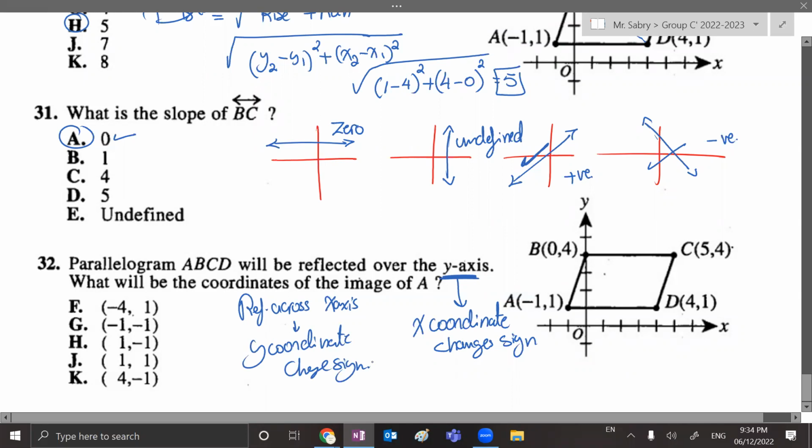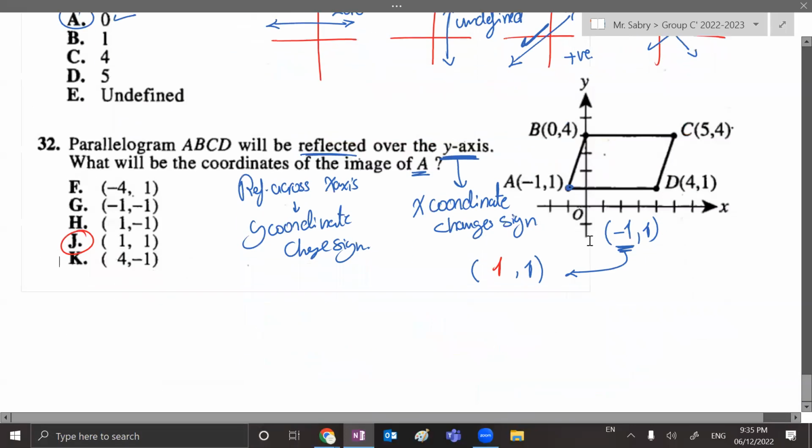So it goes the opposite way. When it says I will reflect across the y axis, what happens to point A? I see where point A is, it's negative 1 and 1, and I change the x coordinate sign. Instead of negative 1 it will become positive 1. So the new point will become 1 and 1, which is J. Does this make sense? Are we all good?